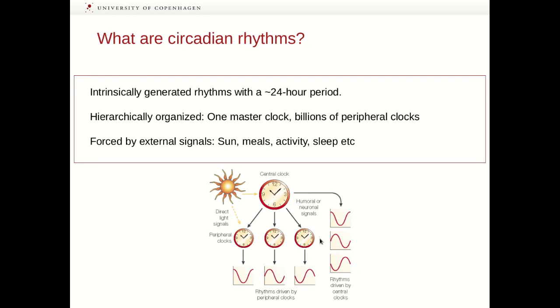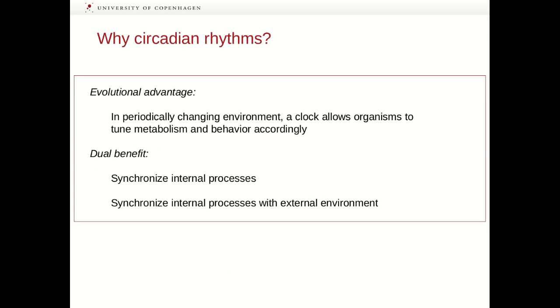And all of these clocks here can be forced by external signals, mainly by the sun, but also by, for instance, meals or our activity pattern when we sleep, and so on and so forth. Also, we can ask, why do organisms evolve circadian rhythms? Well, it has a major evolutionary advantage, because if the environment is changing periodically, then a clock will allow the organism to anticipate what is going on in the environment and then tune its metabolism and its behavior accordingly.